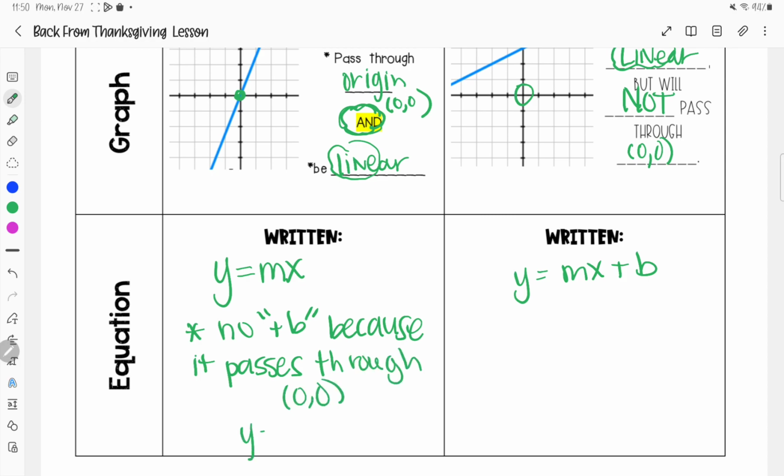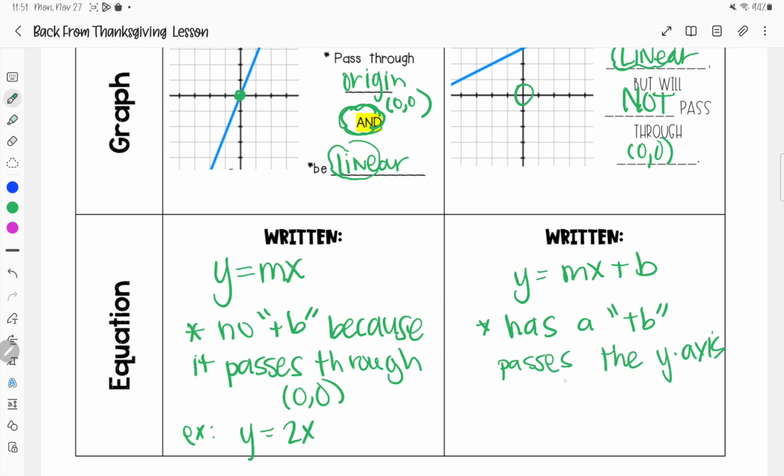So an example would be y equals 2x. This means it starts at 0 and we go up 2, right 1, up 2, right 1. This one is not, because it has a plus b, which means it's starting somewhere other than 0, 0. It passes the y-axis somewhere other than 0, 0.